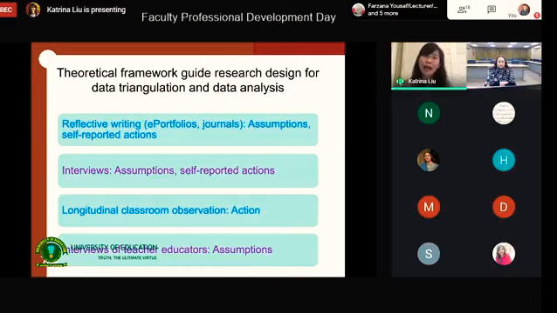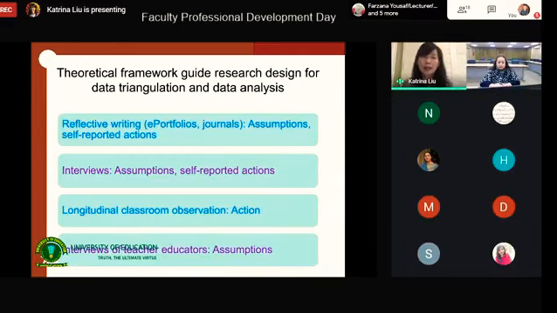But at the same time, the theoretical framework of critical reflection for transformative learning is telling us assumption change is important. However, without seeing any implemented transformative actions, we are not able to claim that we are there yet. So this framework guided me to design triangulated data collection and analysis through this approach.